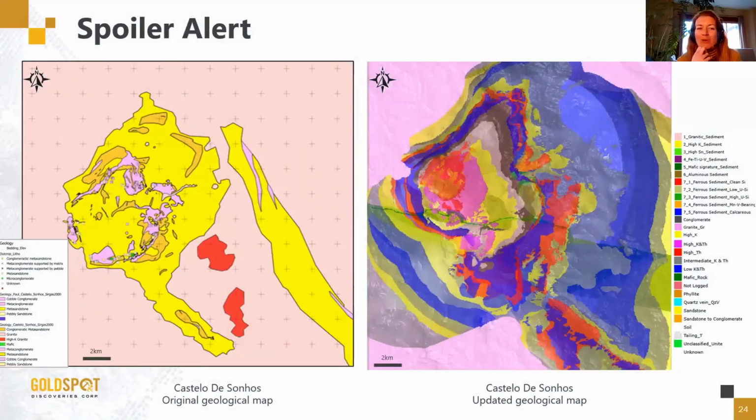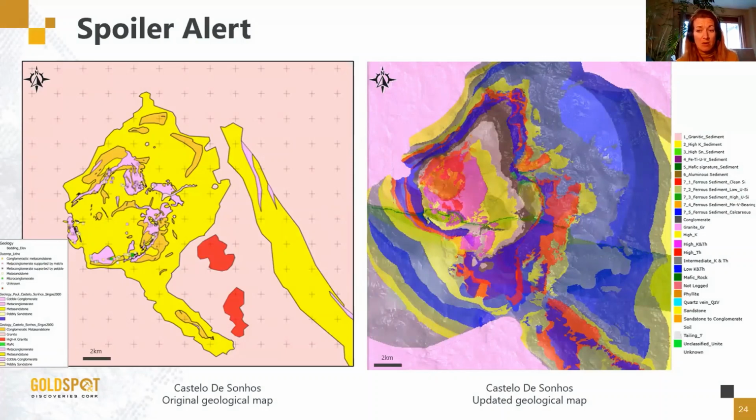So I've called this spoiler alert because I'm going to tell you basically what I'm going to tell you in case anybody feels like falling asleep. But the purpose of our work, and when I say our, I mean Goldspot's, the purpose of our work at Castelo de Sonhos and in all of the projects that we undertake is to find more gold. Specifically, we predict where gold is going to be.